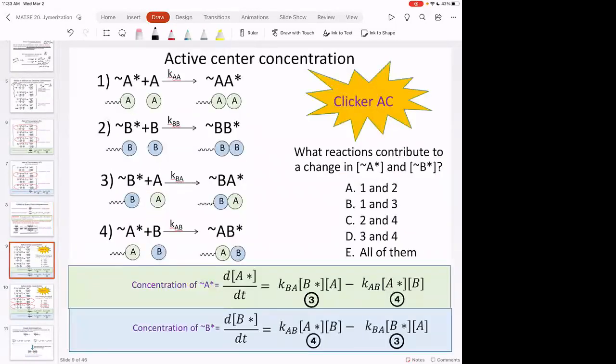So this is a clicker question. You can get out your clickers. We're in CD.